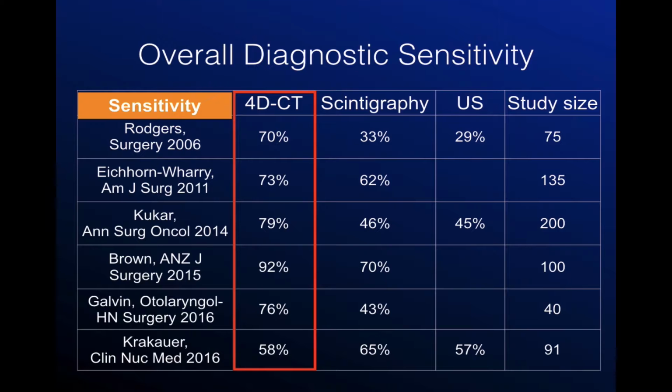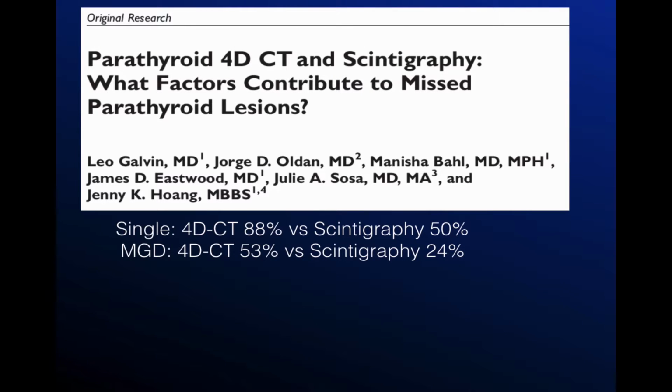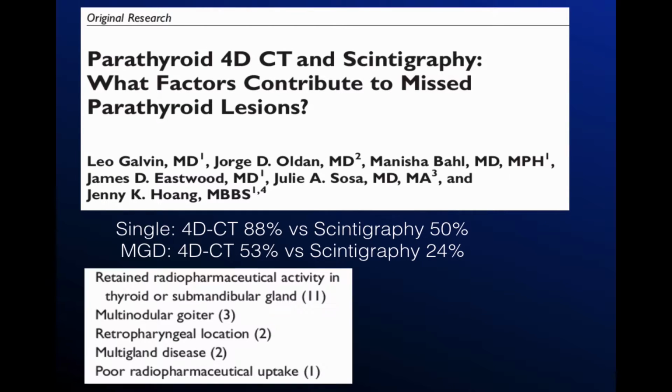And why is that? Well, we tried to answer that question in this study where we looked at factors leading to missed lesions on 4D-CT and scintigraphy. If we looked at the factors that were leading to missed lesions on scintigraphy that were detected on 4D-CT, here's a list. The most common reason was retained radiopharmaceutical activity in the thyroid. That is, residual uptake on the delayed images obscured the parathyroid adenoma.